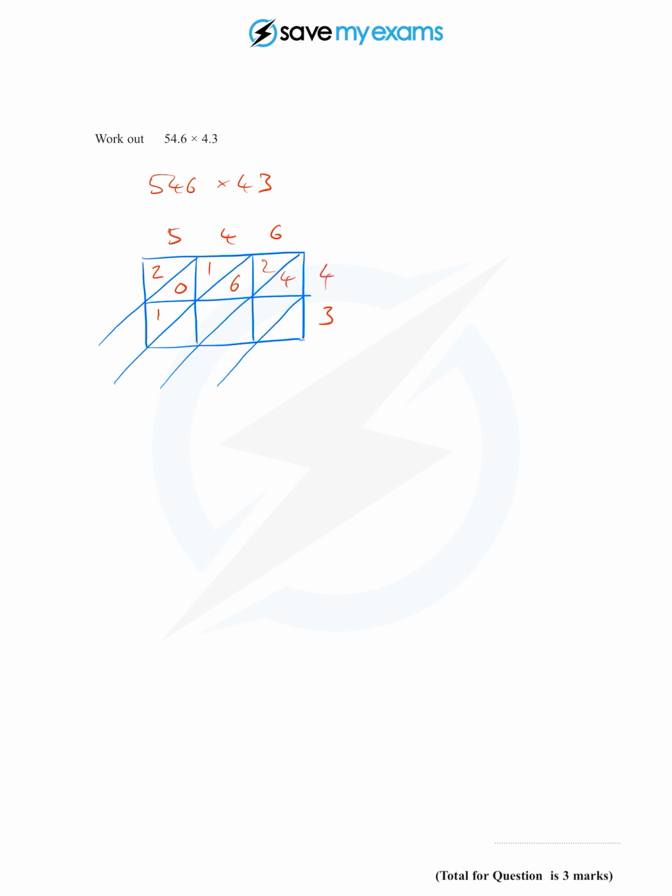So 5 threes are 15, 4 threes are 12, and 6 threes are 18. And you can see I've done 6 simple multiplications.